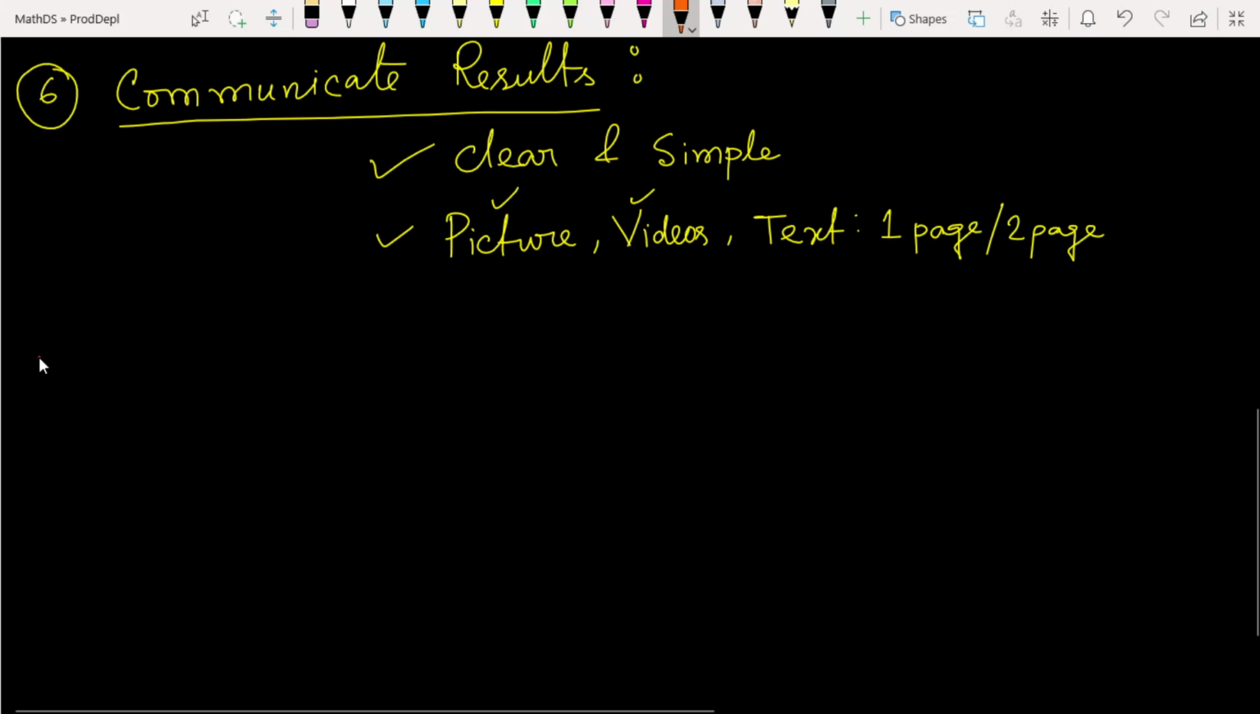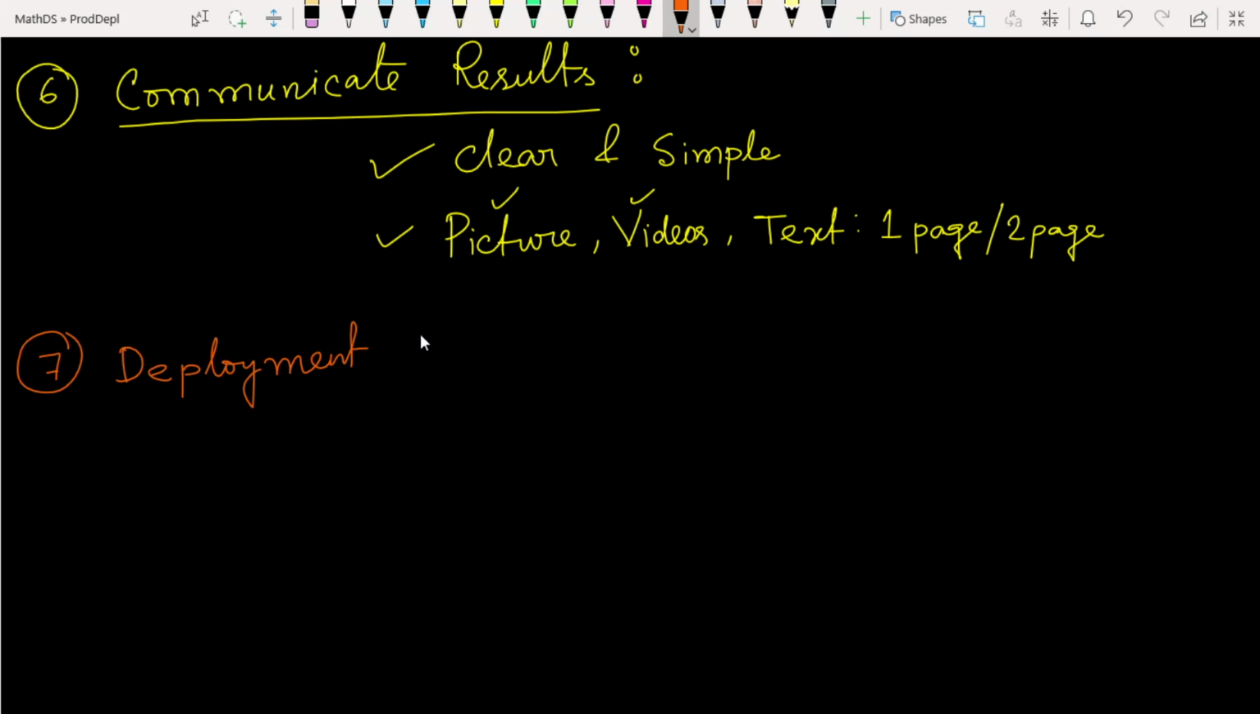Now in the seventh step, we have to do deployment. After communication, we have to deploy. How will we deploy? Simple. We need the help of some software engineers, some software developers. So we have to use some engineering technique, some software engineering technique.